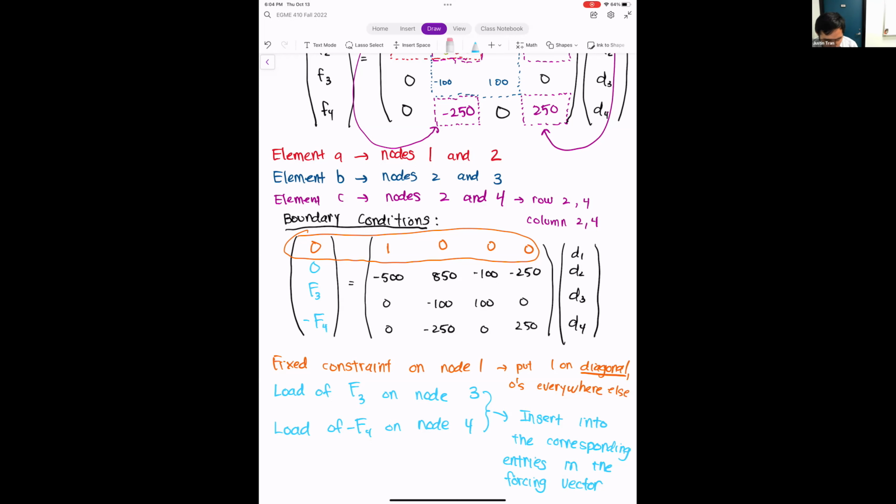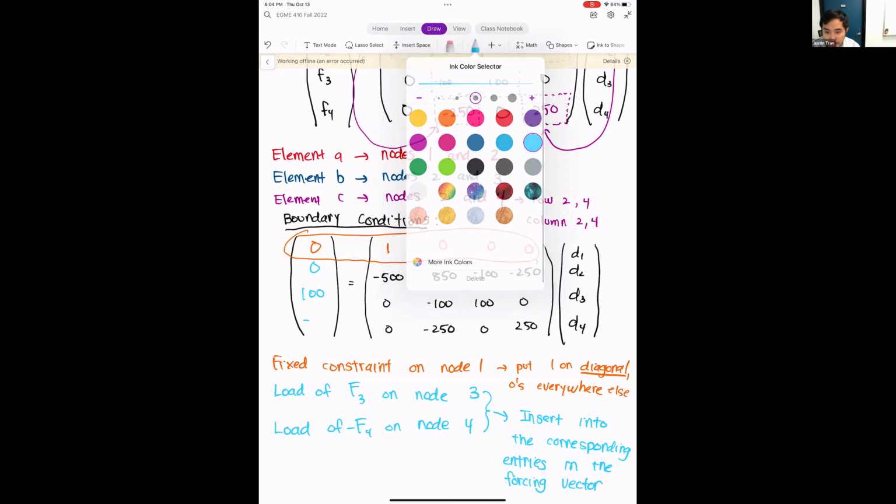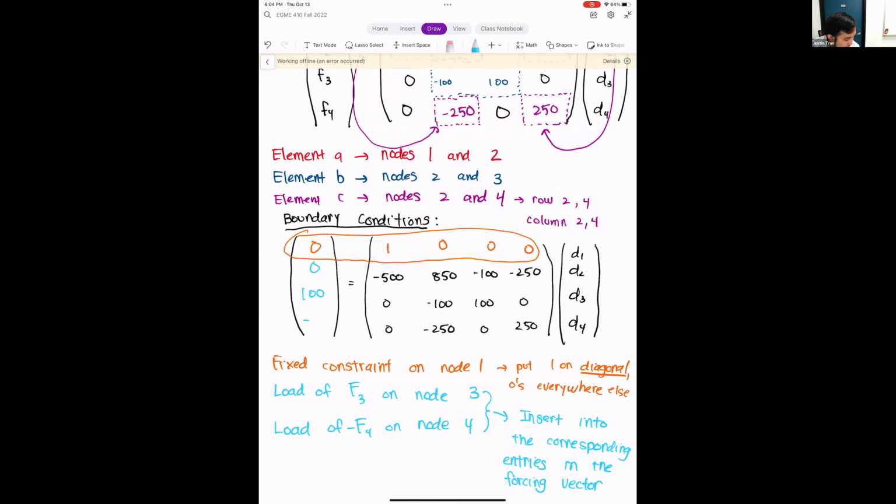And so the last thing we're going to do before we solve is replace these by their numerical values. We know F3 has a value of positive 100, so I'm going to put 100 right here. And then F4 has a value of 50, so we're going to put a minus 50 right there.